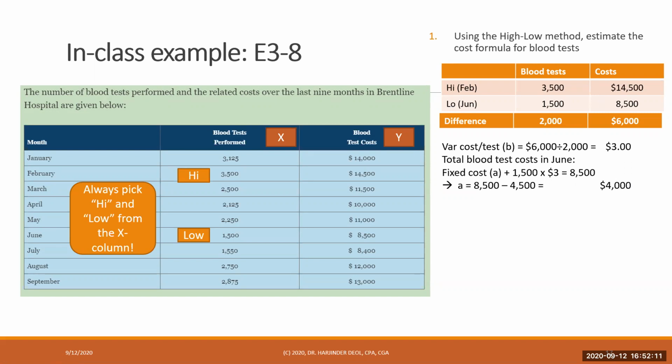Once you've calculated this, then you can set up the cost formula for the blood tests. In every month, the total blood test costs worked out to $4,000, which is the fixed cost portion, plus $3, which is the average cost of each test, times X, where X is the number of blood tests performed in the month.